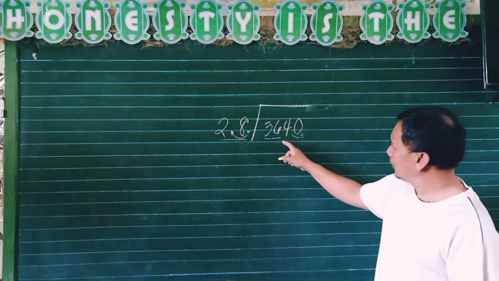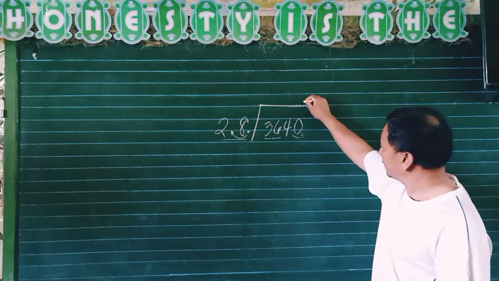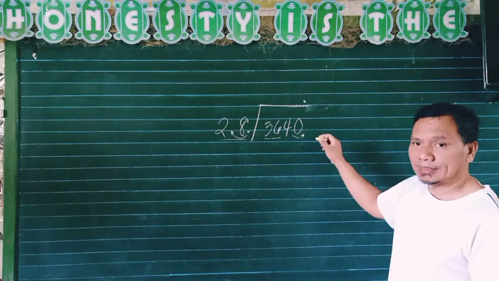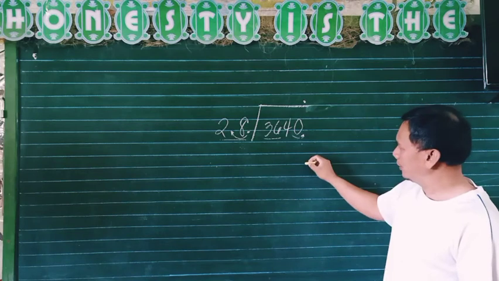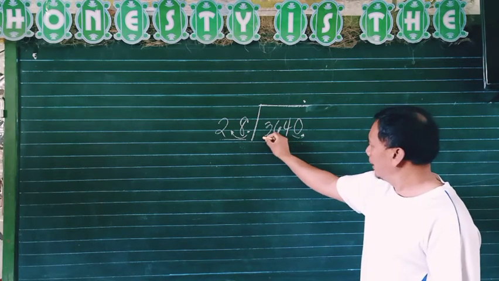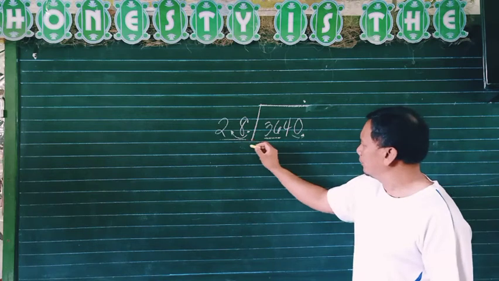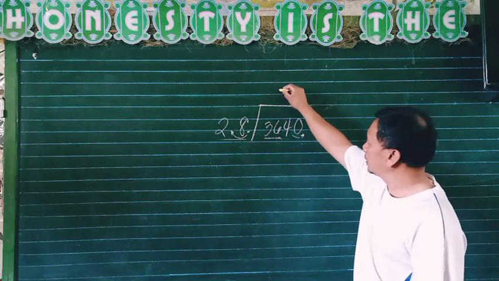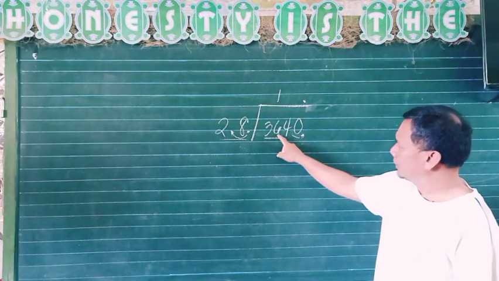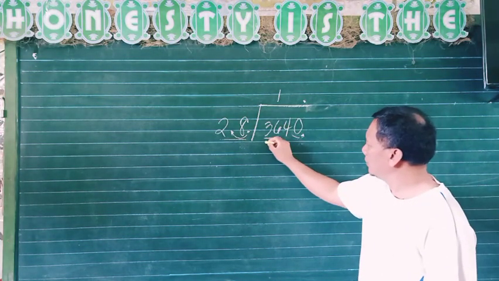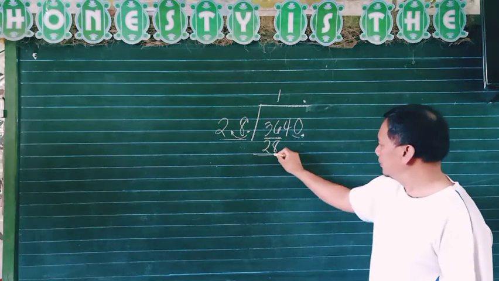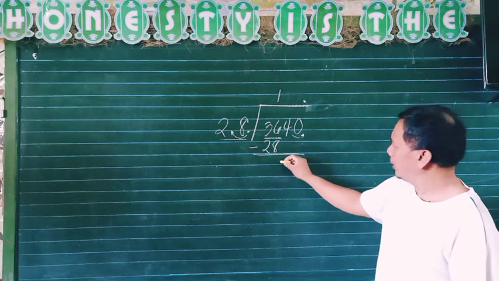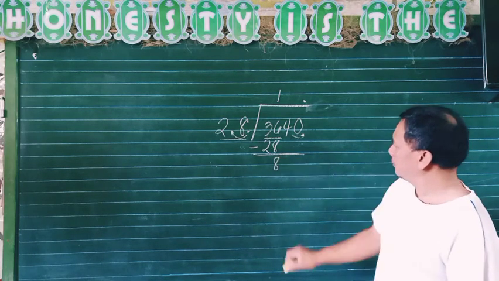So 36. So the decimal point is here. You align the decimal point to your quotient. Always align the decimal point from your dividend to your quotient. So you divide now as if you are dividing whole numbers. So you get first the 2 digits in your dividend. So 36 divided by 28 equals 1 on top of 6. So 1 times 28 equals 28. And then you subtract this one. So 36 minus 28 equals 8.